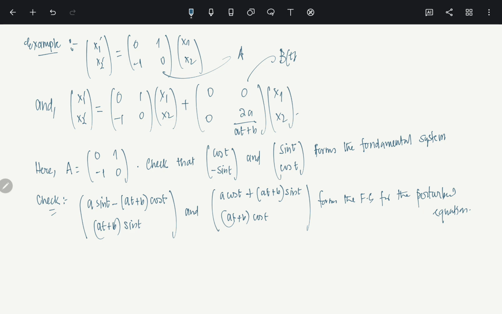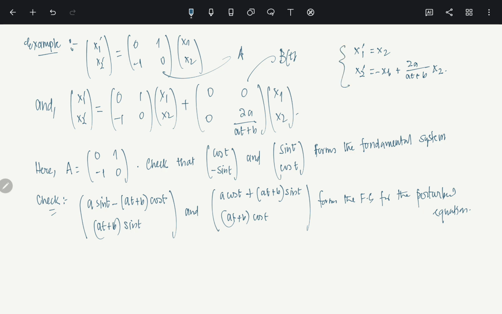Now you may think, how are you going to check this? This is actually not a very difficult thing to do. If you break this equation up, the first equation looks like this: x1 prime is nothing but x2, since it is 0 times x1 plus x2. And what is x2 prime? x2 prime is nothing but minus x1 plus 2a by (at+b) times x2. This is the system.